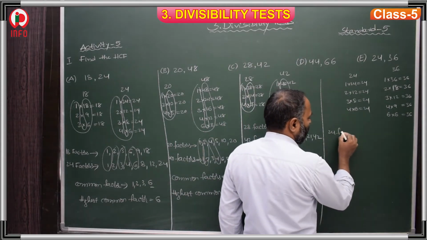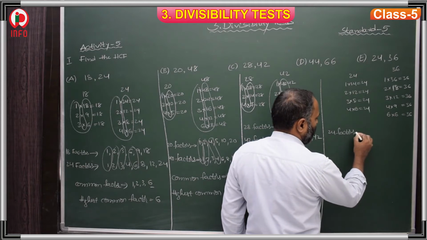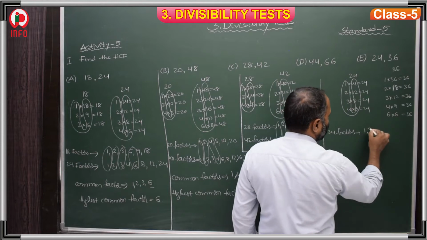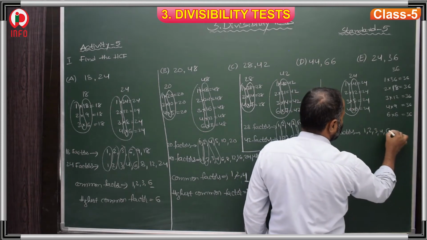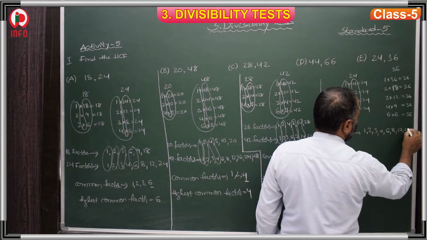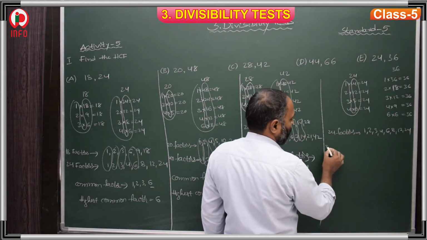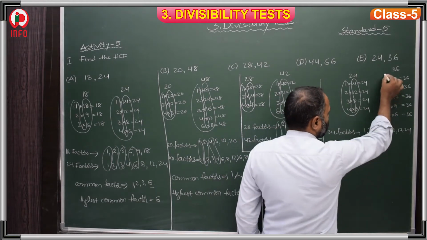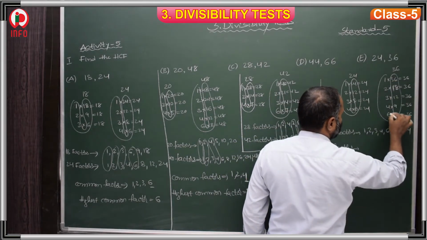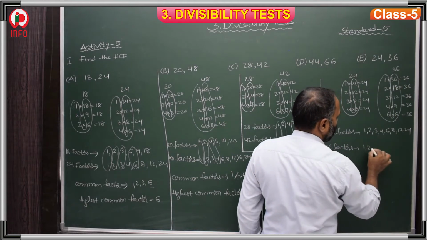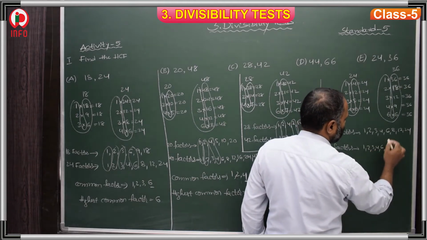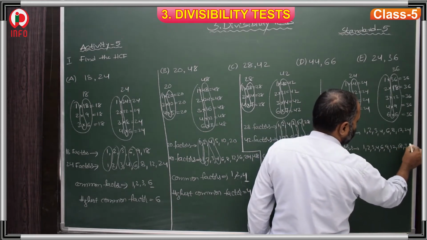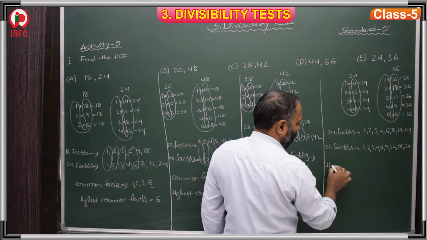Then the 24 factors in U shape: 1, 2, 3, 4, 6, 8, 12, 24. Then the 36 factors: 1, 2, 3, 4, 6. Again 6 is there, don't take. 9, 12, 18, 36.